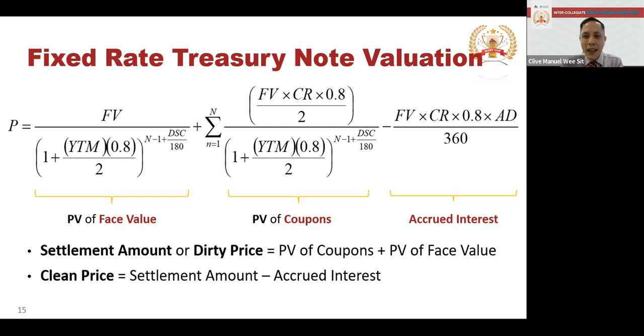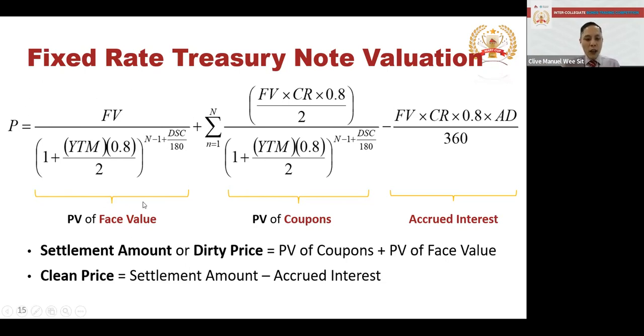I said a while ago that when you buy a bond, what you pay for is the settlement amount. The settlement amount is the actual cash that you give to the seller of the bond to you. Now, what is the formula for the settlement amount on a bond, which is also known as the dirty price? It's just the present value of all the future coupons and the face value. So it's just this part of the equation. Please note, this part on accrued interest is not part of the equation for settlement amount. It's just this part. So this part is the present value of the coupons. This part is the present value of the face value.